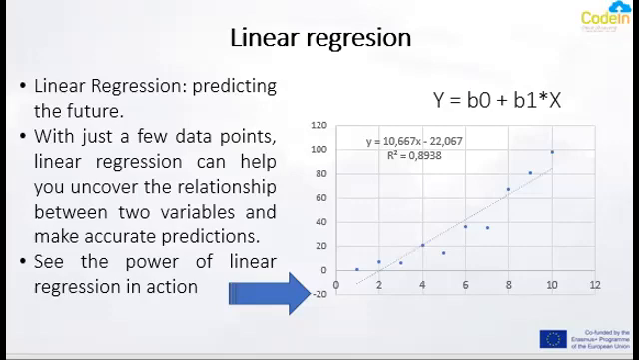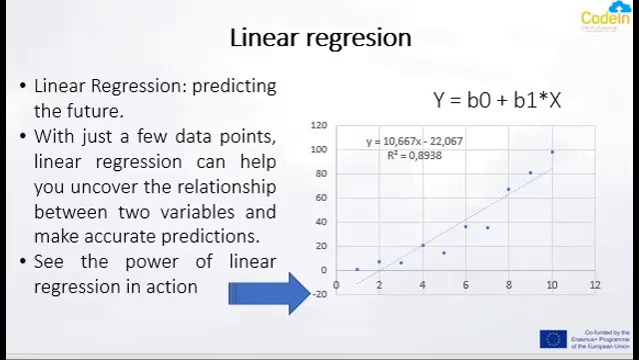We can use linear regression to find the equation of this regression line, which is of the form y equals b0 plus b1 multiplied by x, where b0 is the intercept and b1 is the slope of the line. We can use this equation to predict the value of y for any given value of x.